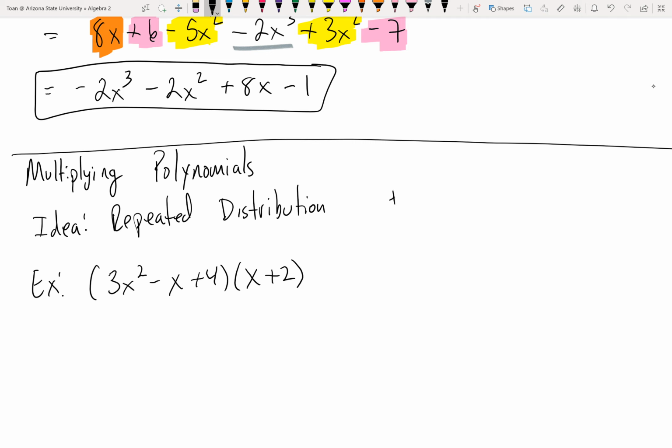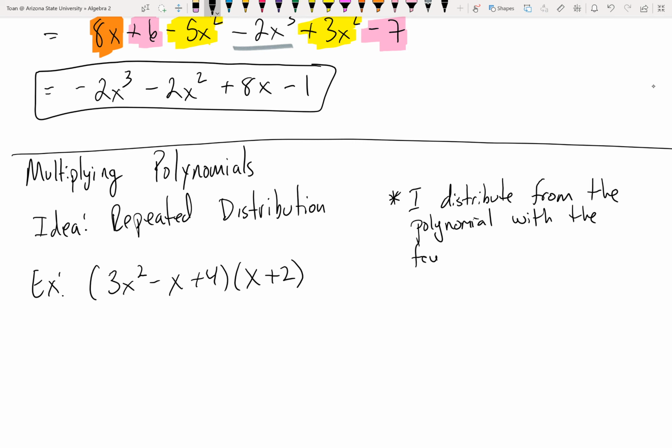I do have some hints though, but take it or leave it. You don't have to do this. You're going to get the same answer either way, but it makes it easier for me. I distribute from the polynomial with the fewest number of terms. In my mind, it just makes the process a little bit easier. I mean, it doesn't really matter.